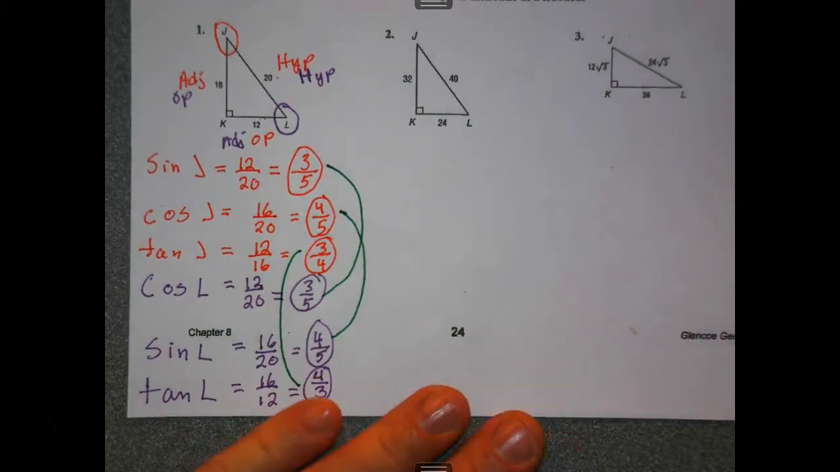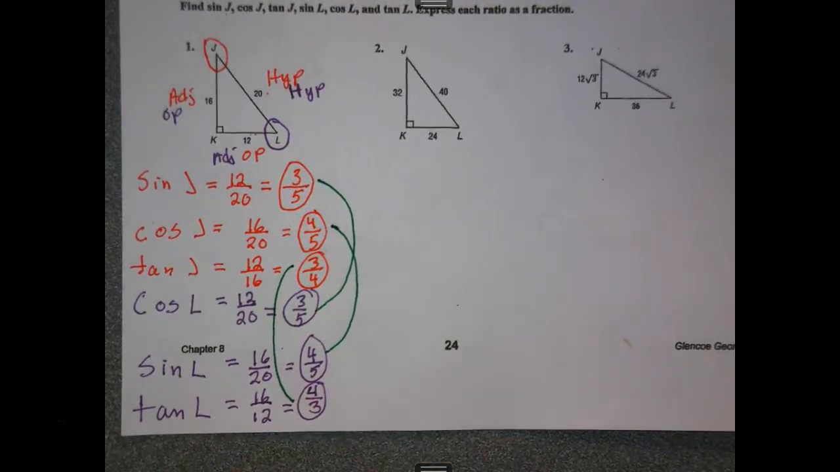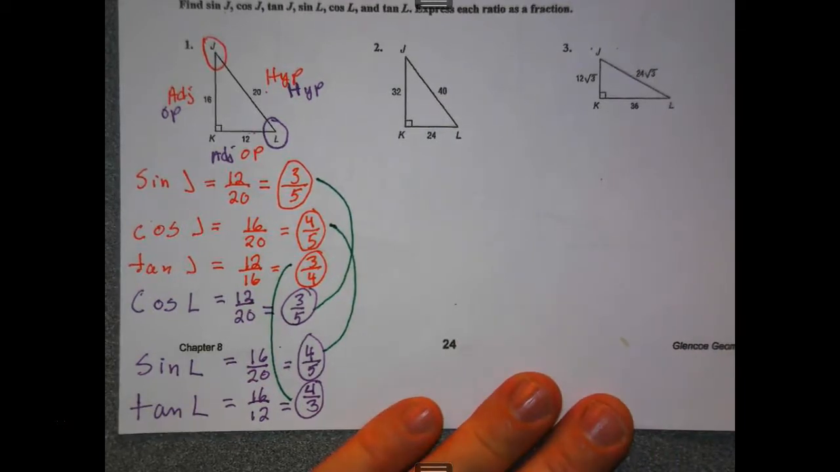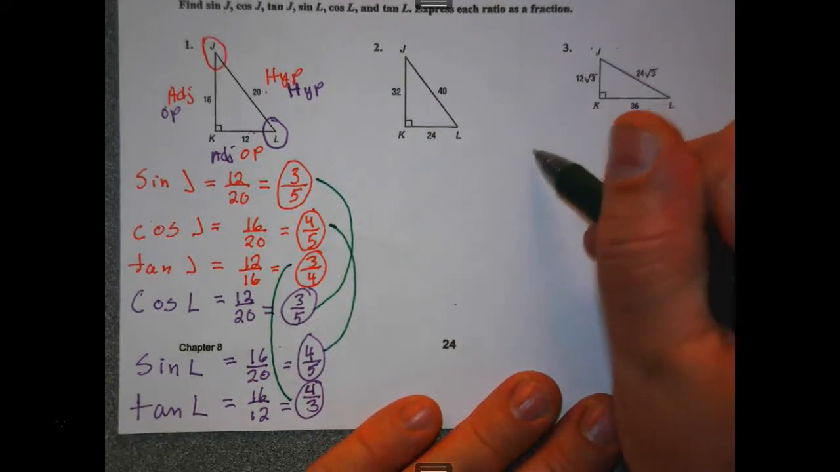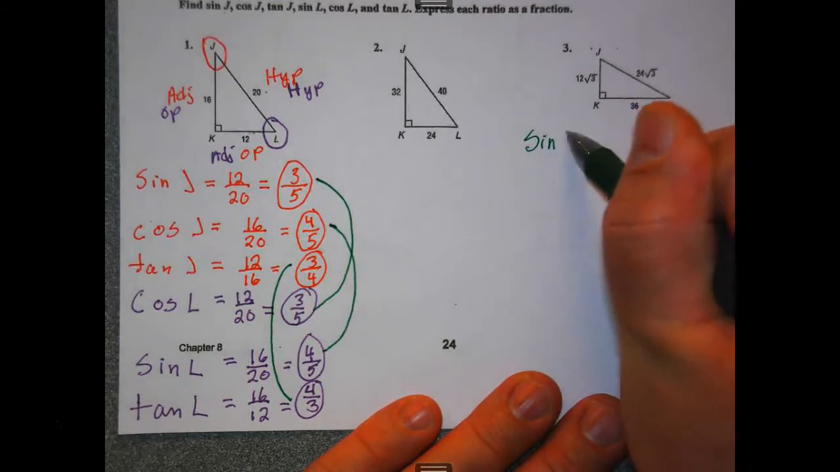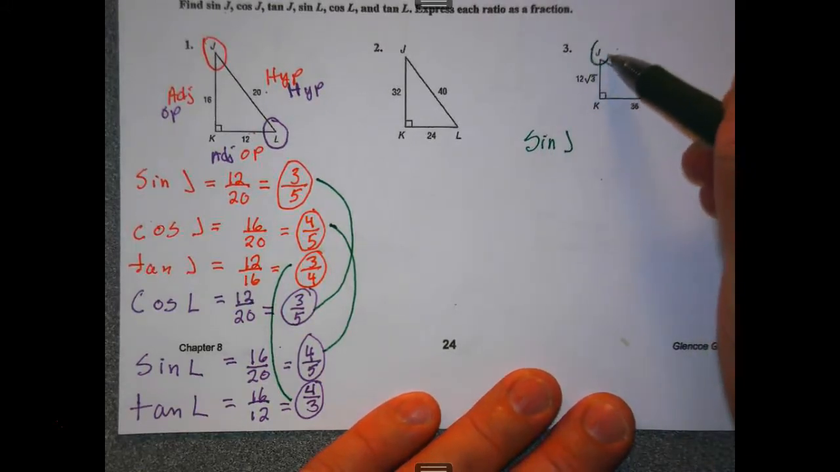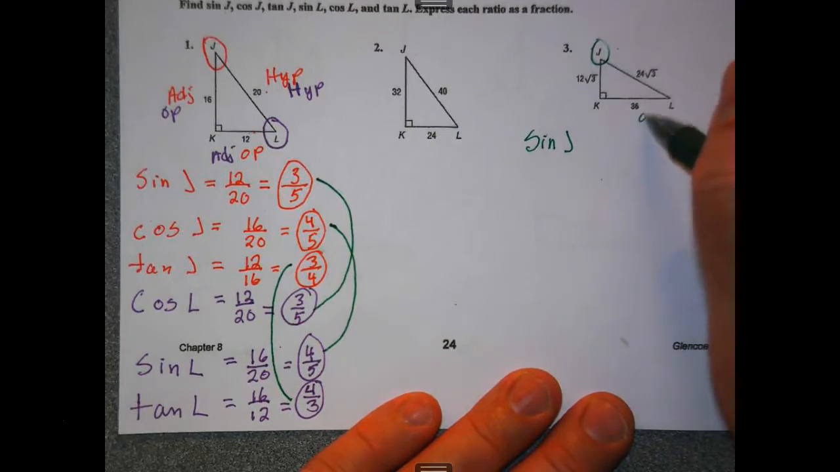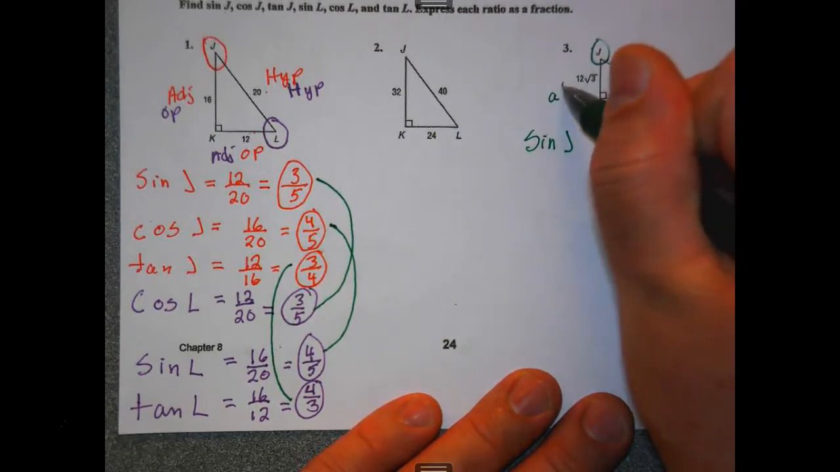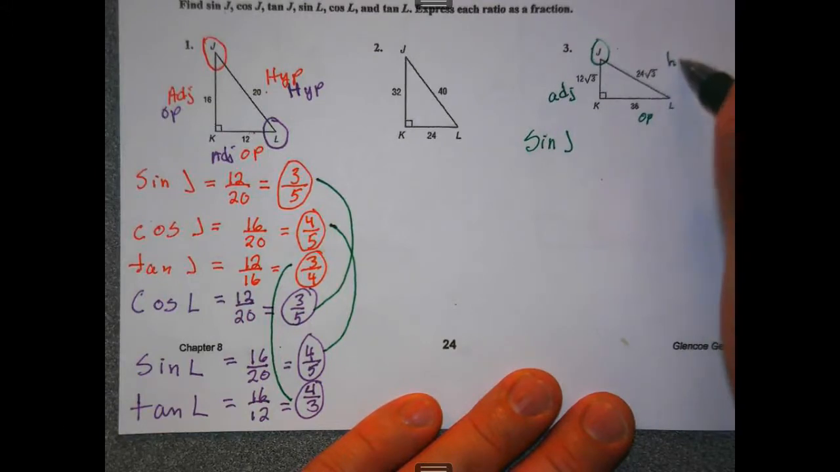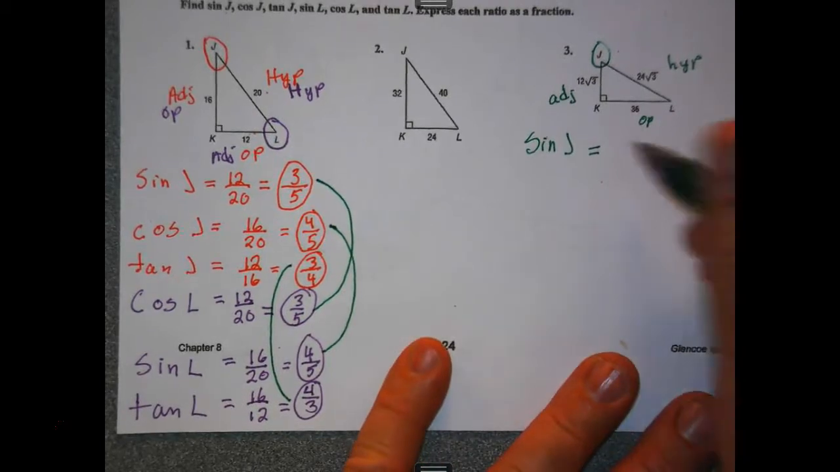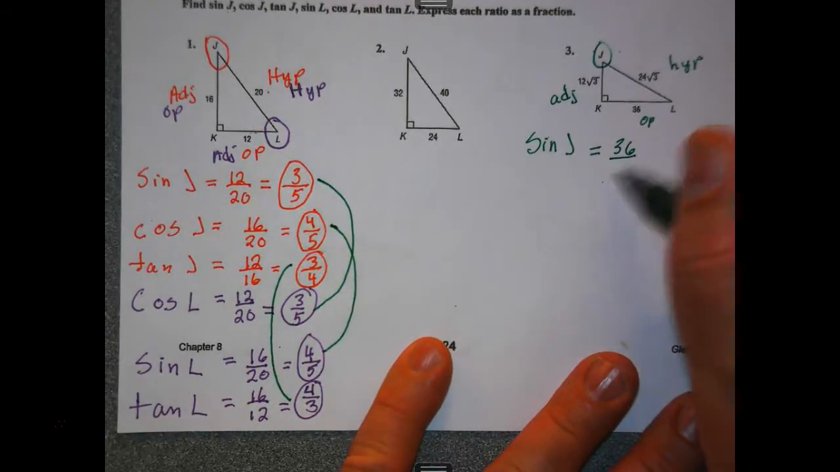Okay, I'm going to do number 3 for you because we're in Algebra 2 and we're big people now. We've got to do things correctly. Okay. Sine of J. So we're looking at J. This is my opposite, adjacent, and hypotenuse. Sine of J is opposite over my hypotenuse.